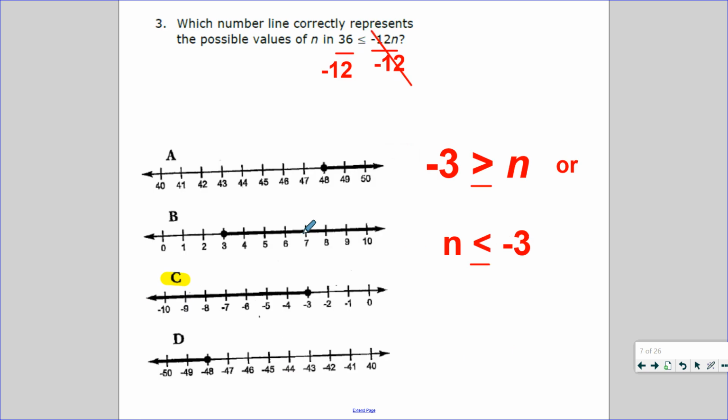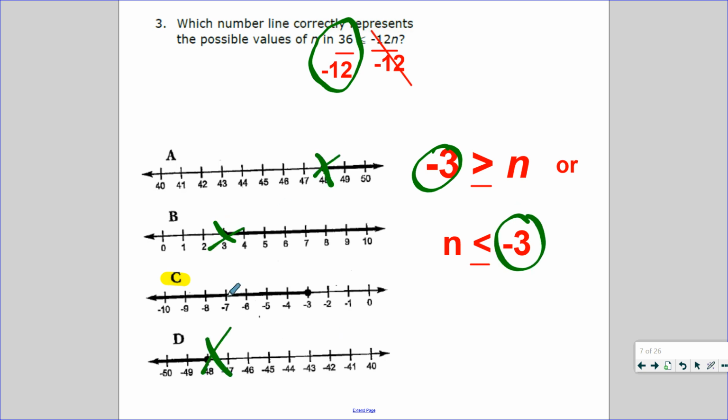So which number line correctly represents the possible values of n? This is a multiplying relationship, so you have to divide both sides by what? Negative 12. Cancel. What is 36 divided by negative 12? Negative 3. Well, if you look here, this doesn't say negative 3. This doesn't. This doesn't. That's why C.